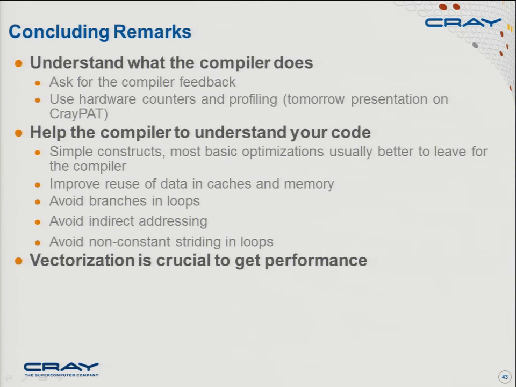So, okay, you can trust the compiler, but sometimes maybe you want to understand what the compiler is doing. So there are ways to improve what the compiler can do. You need to avoid branches inside loops. You need to avoid functions which cannot be inlined. And then you need to understand the feedback from the compiler and so on. And then vectorization is crucial.